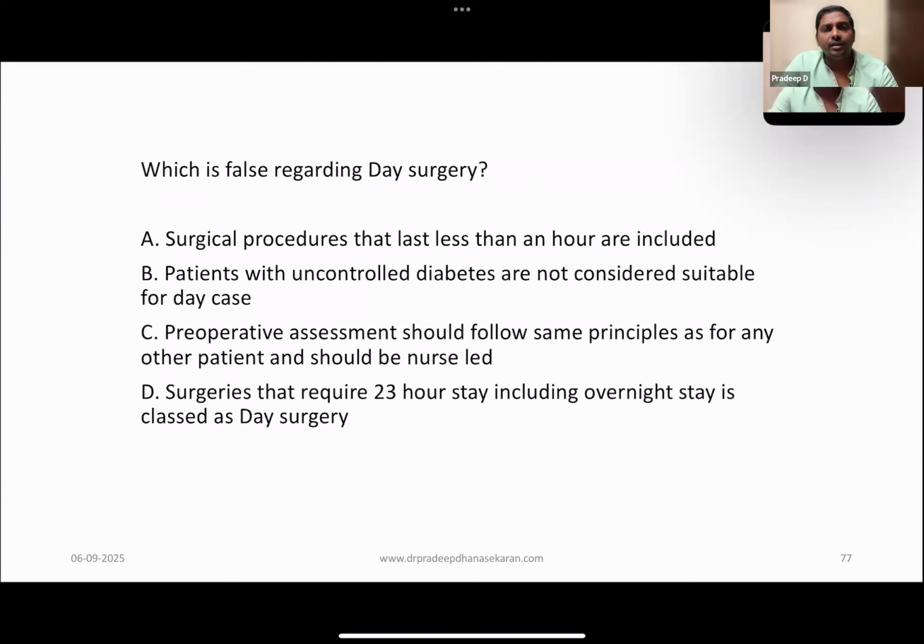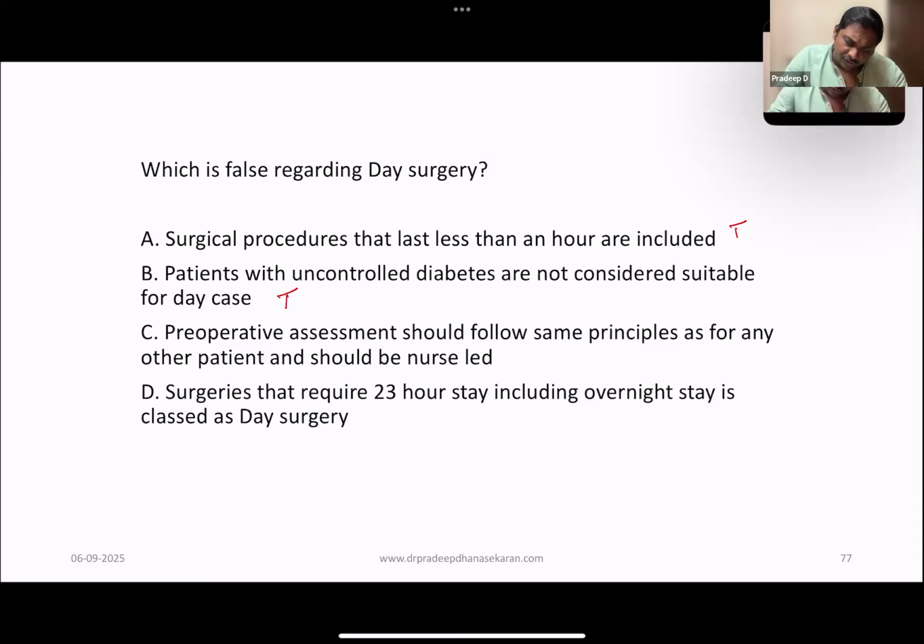Which is false regarding day surgery? Surgical procedures that last less than an hour are included. Yes, that is true. Now, even up to 3 to 4 hours are also included. That is a true statement. Patients with uncontrolled diabetes are not considered suitable for day case. Yes, can be diabetic but should be controlled. That is a true statement.